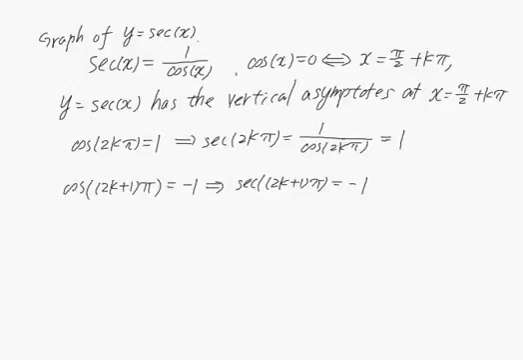And since the secant function is the reciprocal of the cosine function, then we know when the cosine function increases, secant decreases. And when the cosine decreases, secant increases. So we may first draw the graph of the cosine function, and then based on this graph, we can draw the graph of the secant function. So let's begin with the graph of the cosine function.